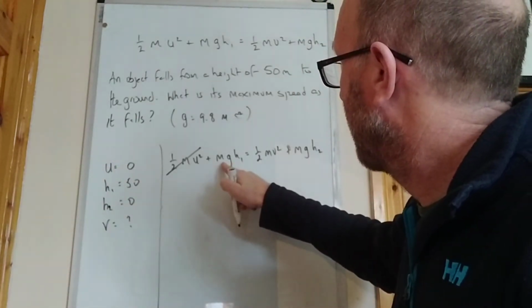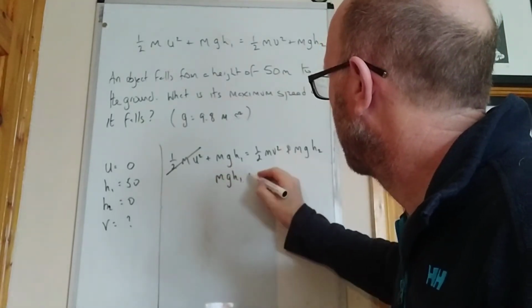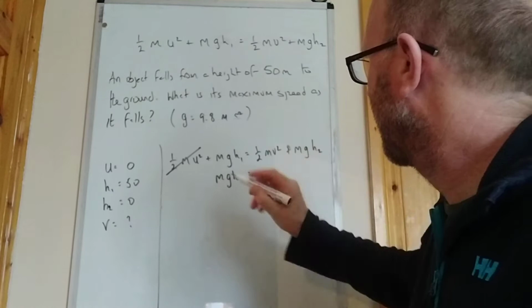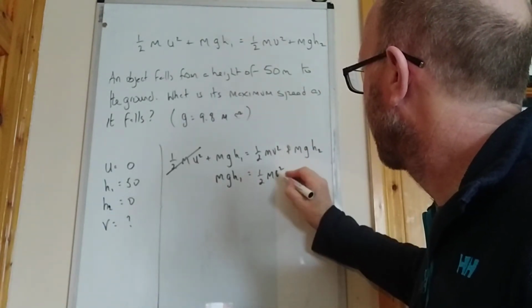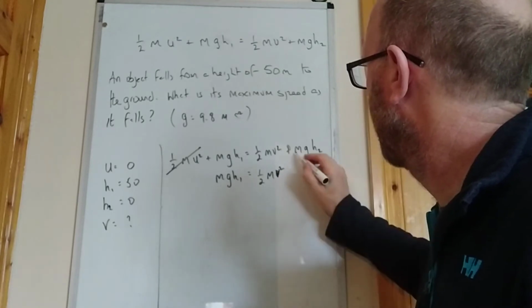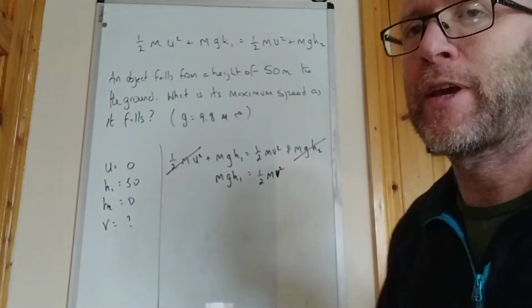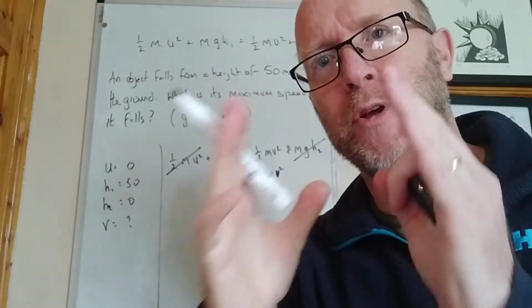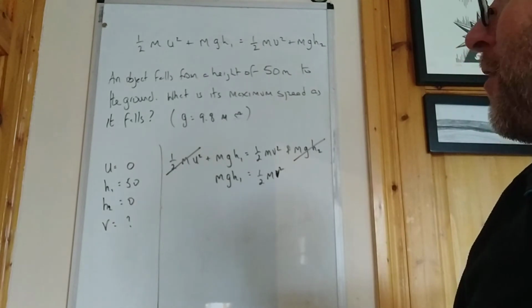The initial potential energy does exist, so that's mgh1. I'll just write it down like this. Kinetic energy: it does have kinetic energy just before it hits the ground, so half mv squared, and h2 is 0, so that section, mgh2, will multiply out to be 0. So that's gone, and suddenly the formula becomes much easier.